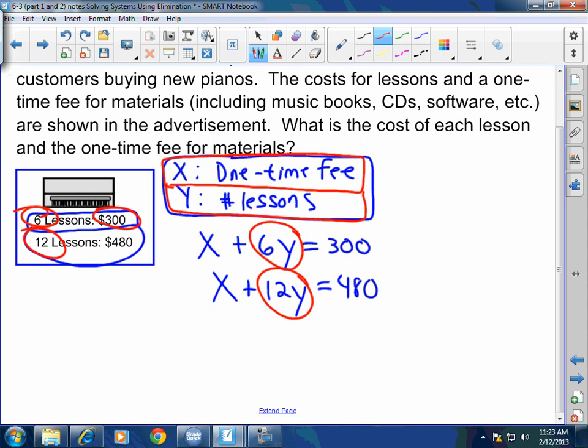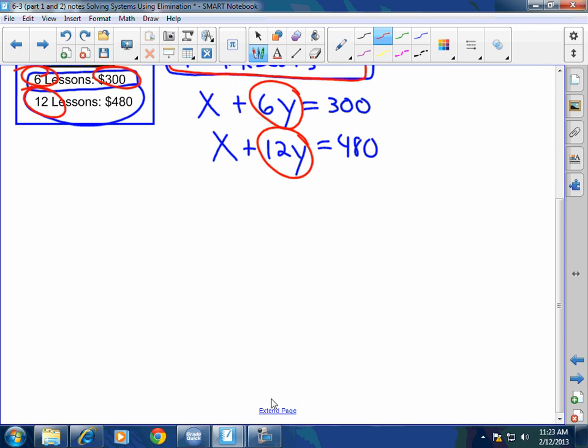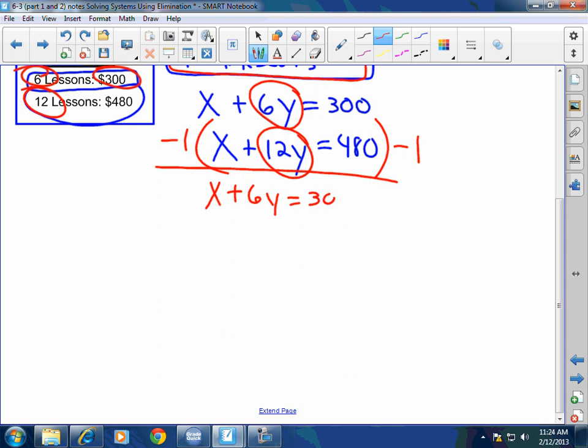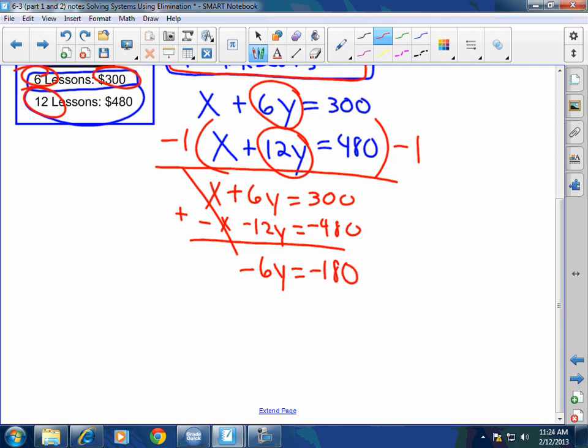Okay, so now how do we solve? Subtract the bottom equation? Wrong. That's different. You said subtracted. First you got to multiply by -1 down here. So you're going to have x plus 6y equals 300, and then plus a negative x minus 12y equals negative 480. So x's cancel. I got negative 6y equals negative 180. Y equals $30 per lesson.